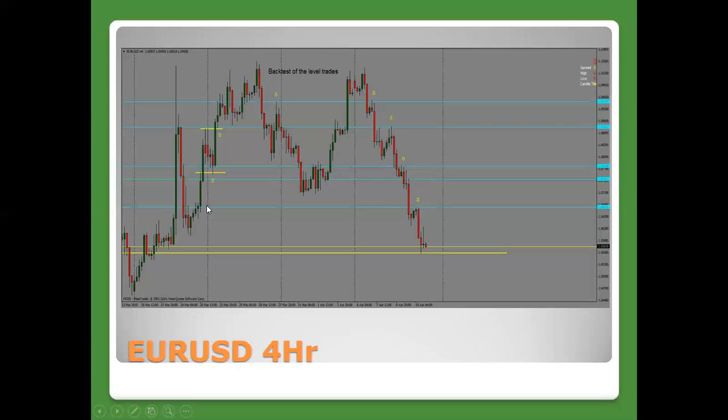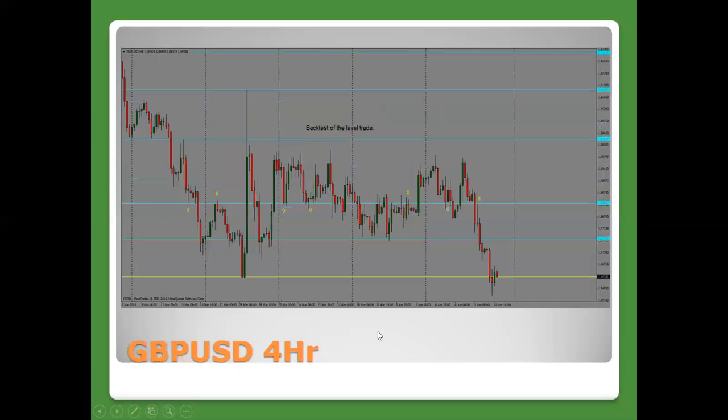But look how price had reacted on the way up here, and it reacts on the way down here as well. So that tends to happen a lot. So that's our 4-hour chart on Euro US dollar. Let's take a look at another example.